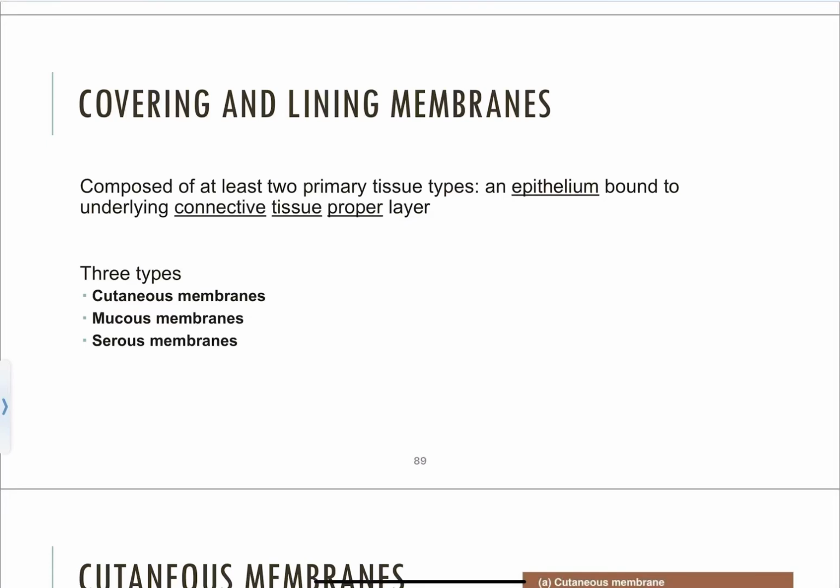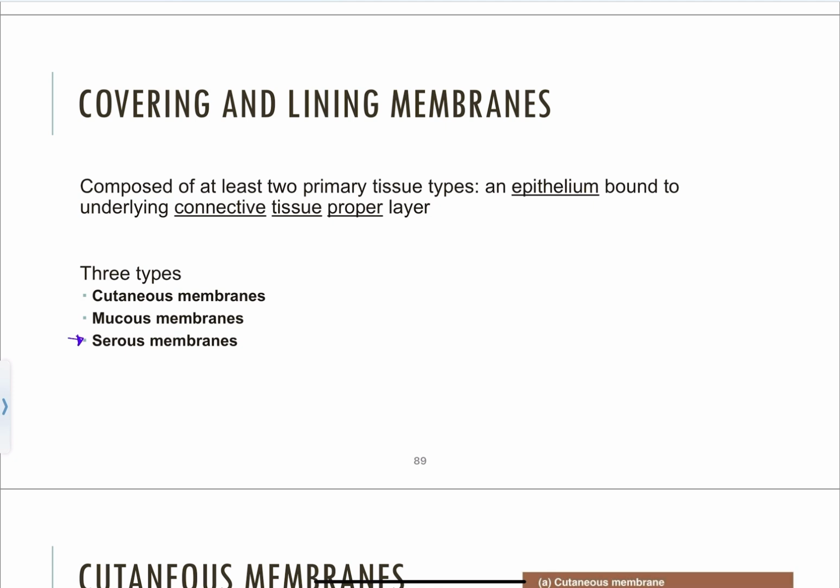Okay, so this is going to be section 6 of chapter 4. We don't cover section 7 of chapter 4. So this is the last component that you're responsible for this exam. And this section is going to talk about covering and lining membranes. We already talked about serous membranes before, but we're going to re-review them today.